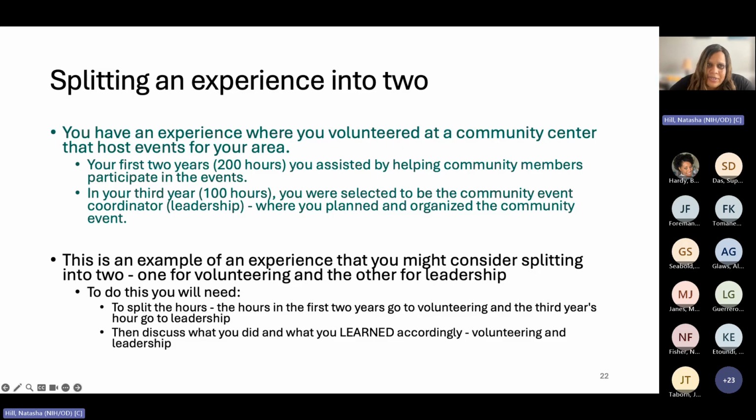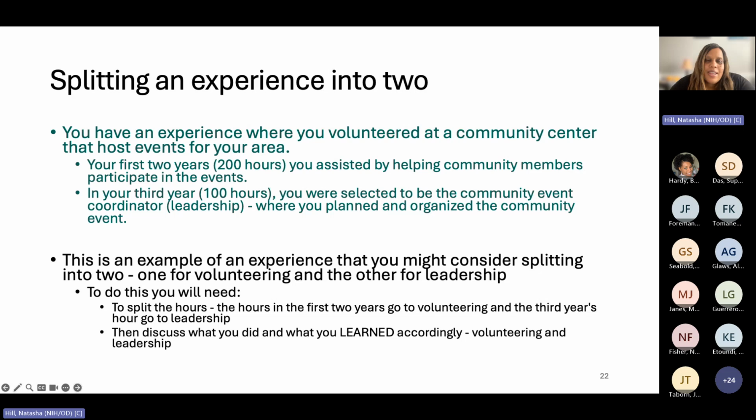Here's an example of a way to do that. In this example, somebody was a volunteer at a community center that hosted events for the area. In their first 2 years in this activity, accounting for 200 hours, they spent their time volunteering as a community member participating in the events. But the third year, they became the coordinator of the community events. This was more of a leadership role where they planned and organized the events.